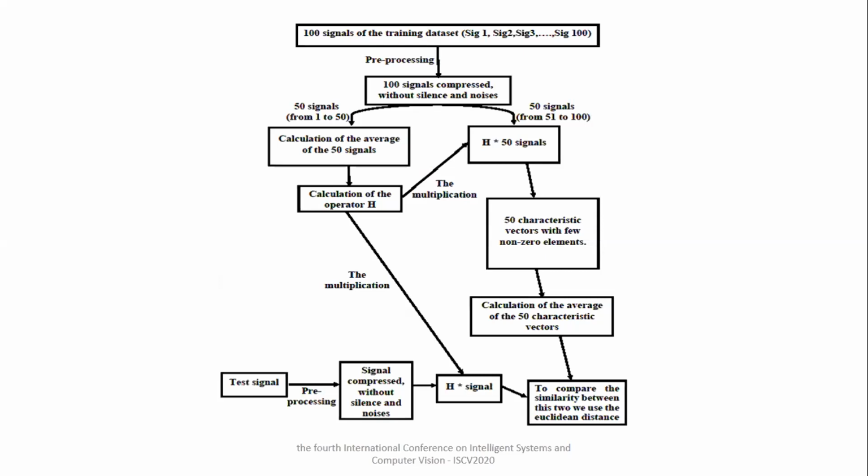And for the test signal, the same steps are carried out. Then the vector obtained from the test signal is compared with the vector obtained from the training dataset by calculating the Euclidean distance between these two.